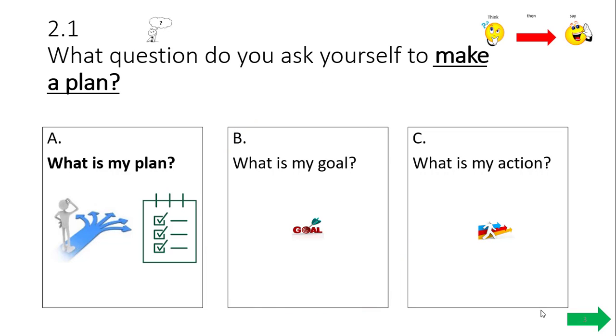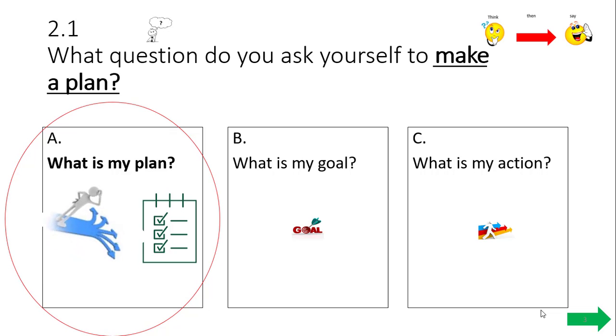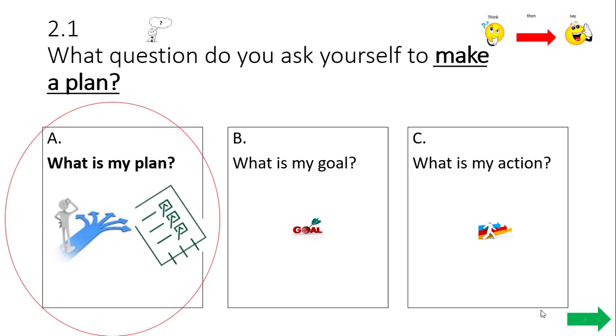Number 2.1. What question do you ask yourself to make a plan? Isaiah, think about your answer. Point to A. What is my plan? This is the question that we ask ourselves when we're making a plan. And all of the symbols talk about making a plan.